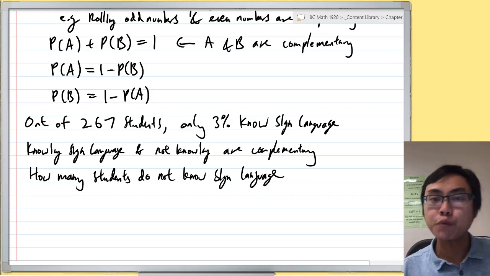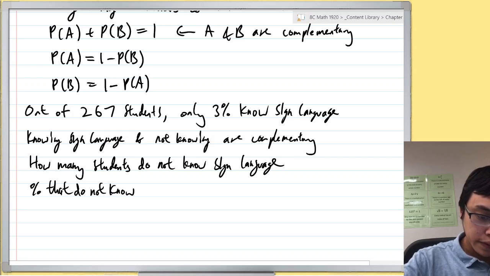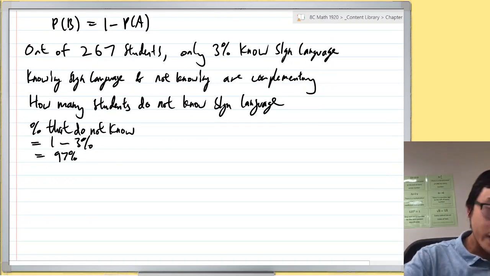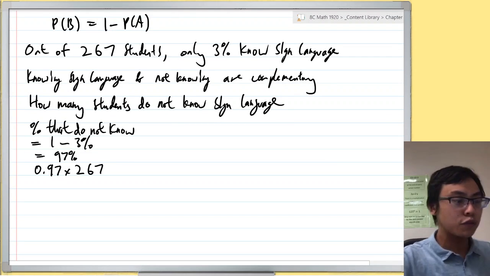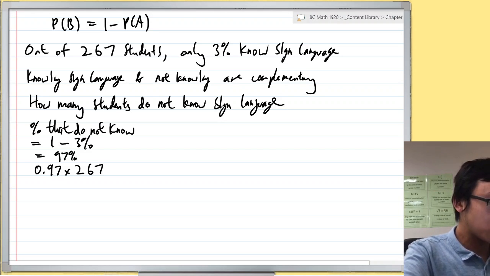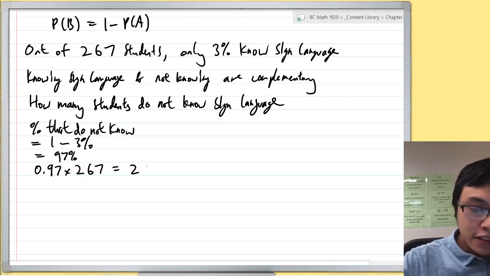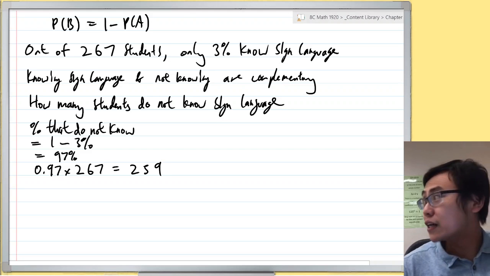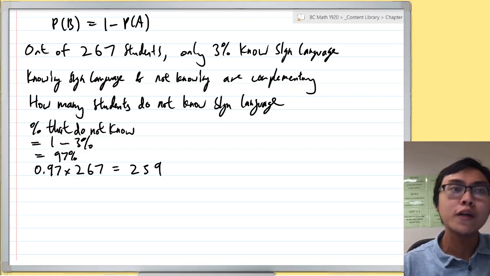First of all, I can find the percentage that do not know. The percentage that do not know is equal to 1 minus 3%. That is 97% of the students that do not know. Then I multiply 0.97 by 267 students. So that's 0.97 times 267, which is 258.99, the same as 259. So that's 259 students that do not know sign language.